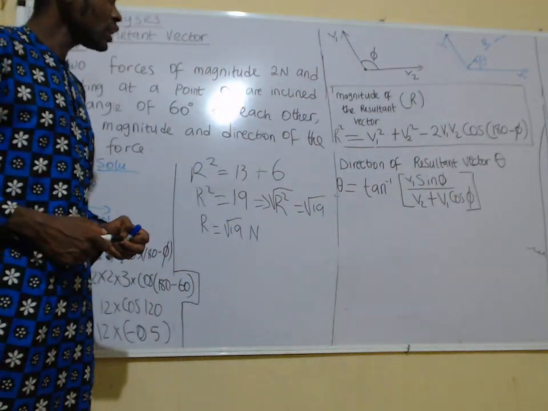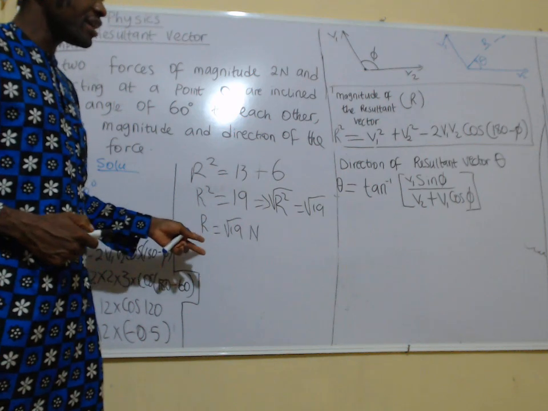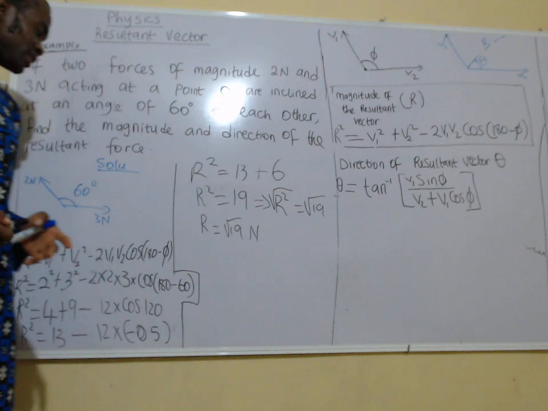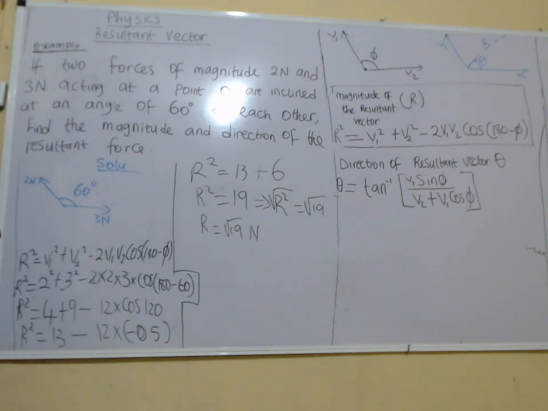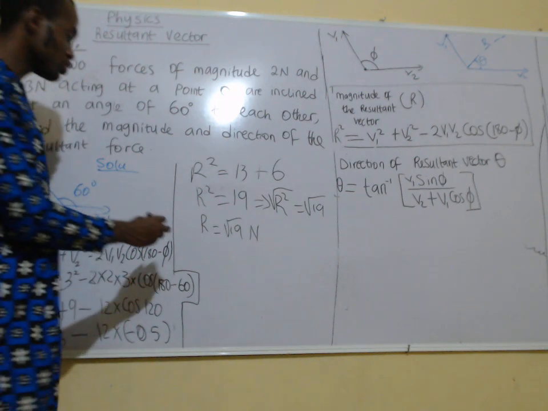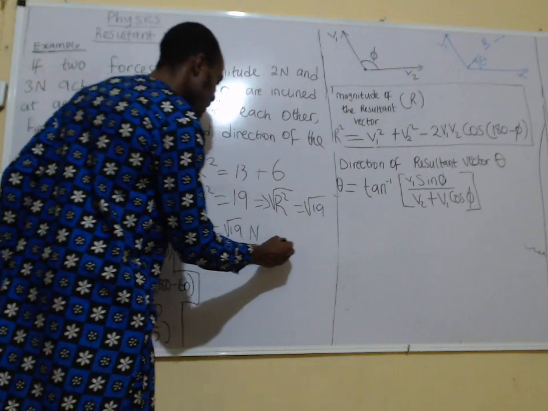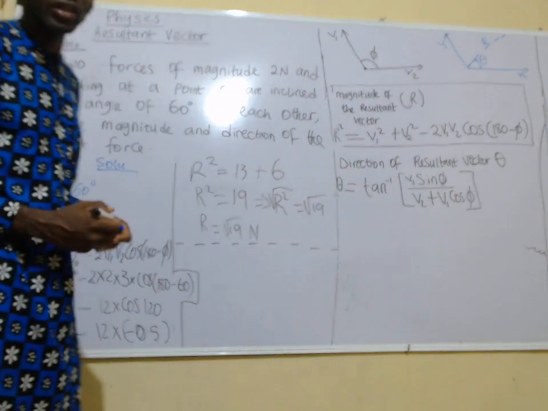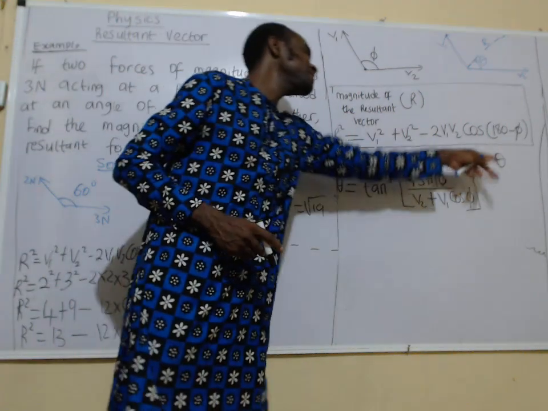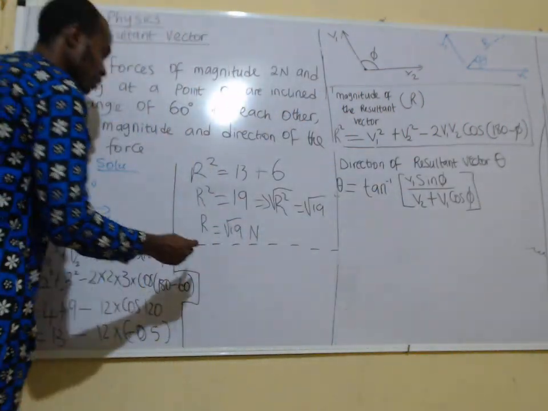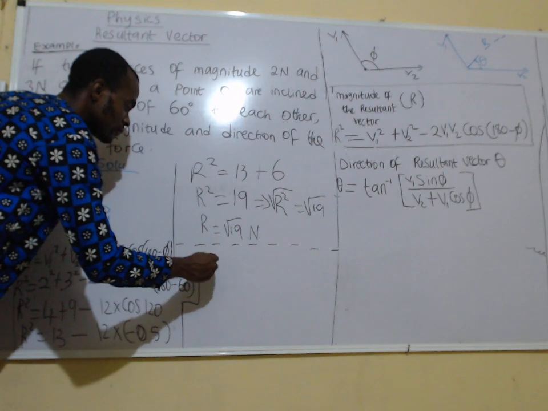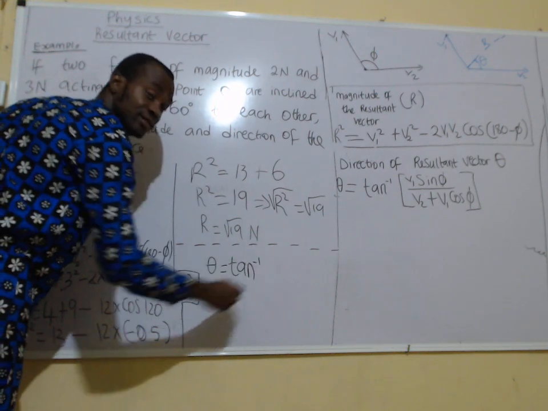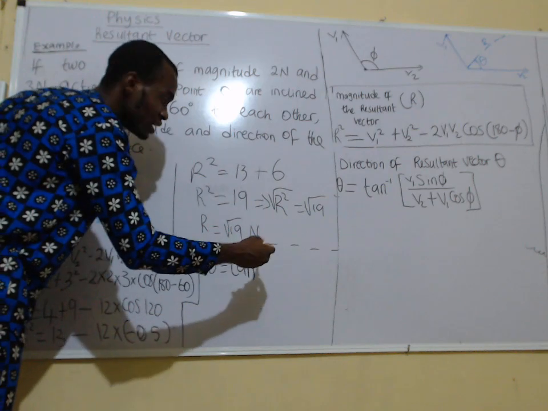Now, so this is for the magnitude of the resultant vector. So we still want to go ahead to get the what? Direction of the resultant vector, which we denote as theta. We just quickly employ this formula. Theta is equal to arctan or inverse tan.